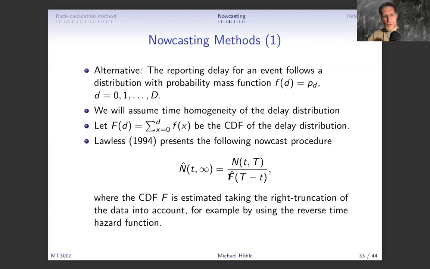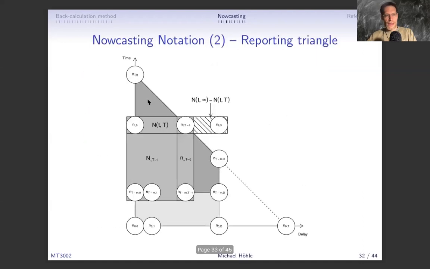But one thing is important: if you want to estimate this cumulative distribution function, you need to take into account that if you want, for example, the delay of 2 days, and you simply sum up everything with a delay of 2 days, then those observations, that would be 0, 1, 2, would be out here. This one would be missing. Sorry, 0, 1, yes.